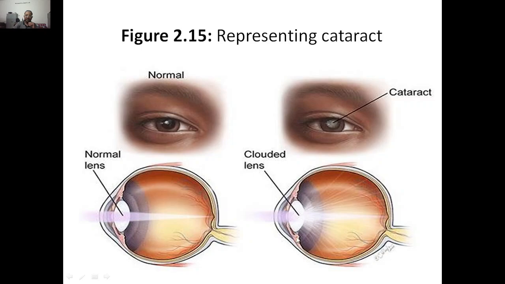So we will be replacing it with the artificial lens, which will function and can focus the light properly.